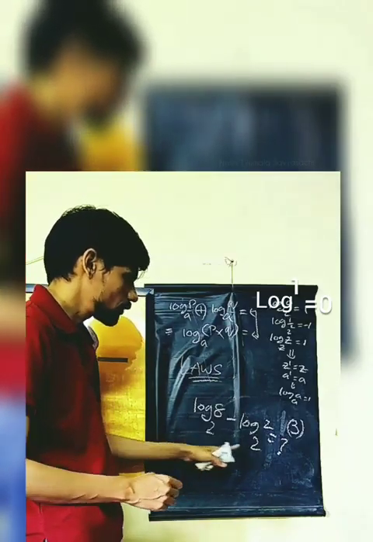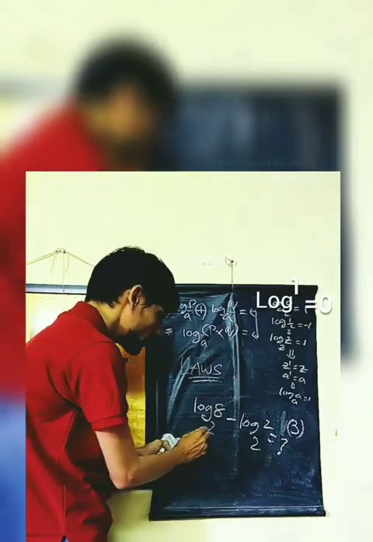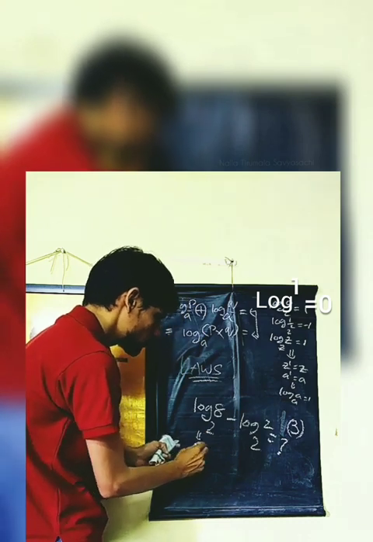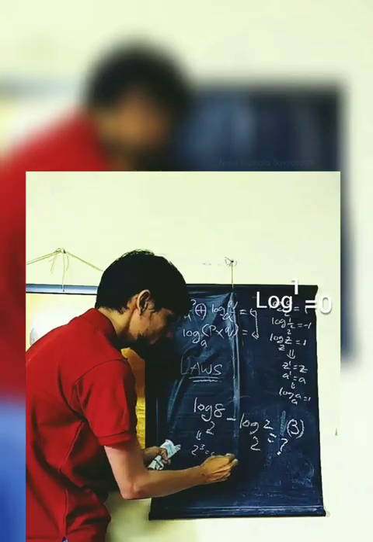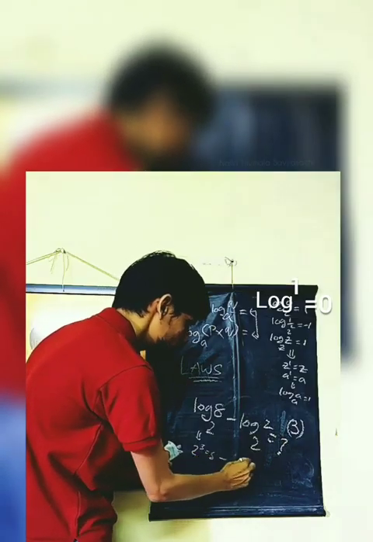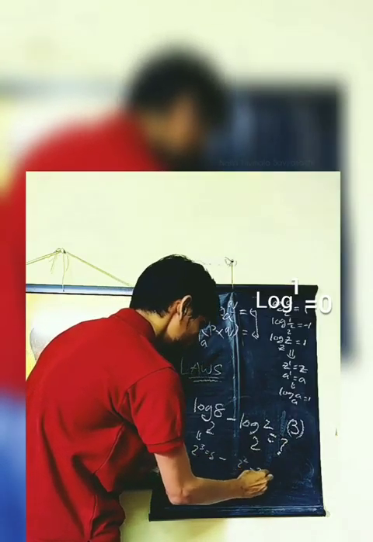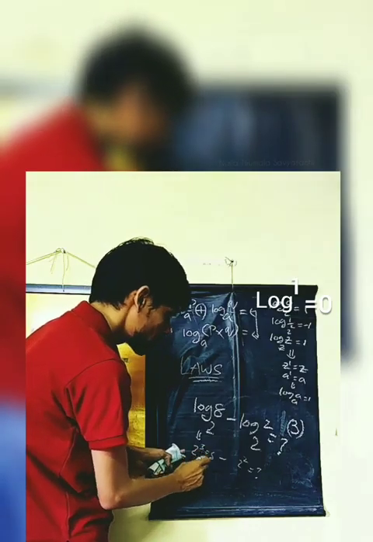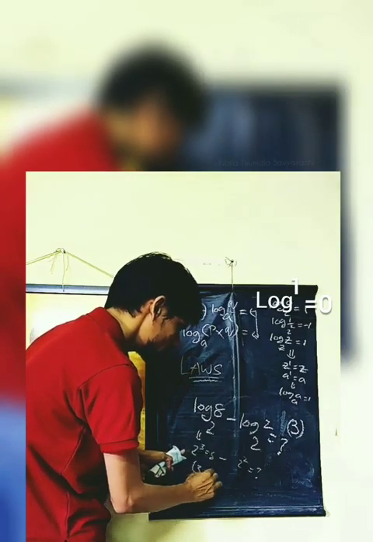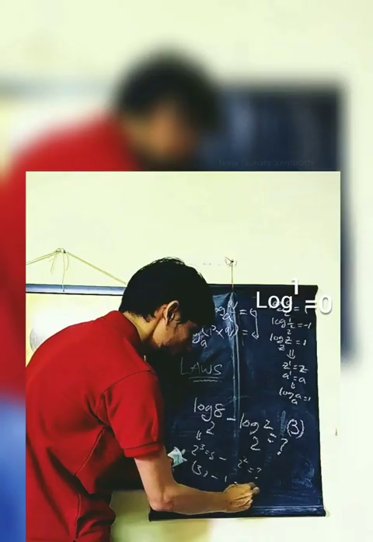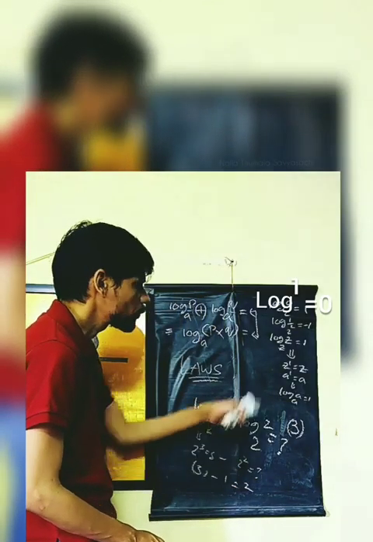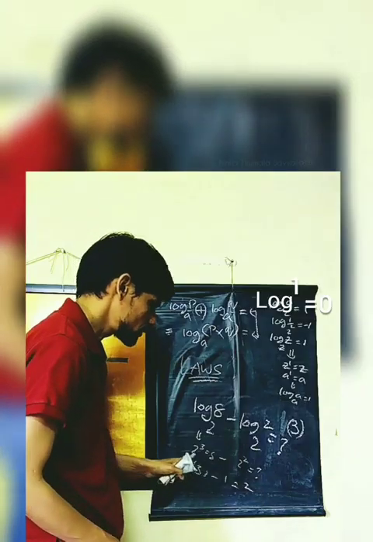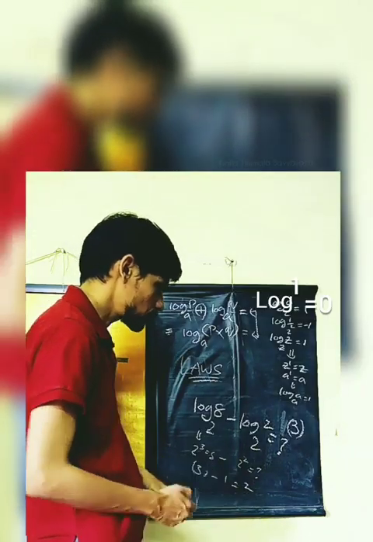So what can we do? We can translate. This is what? 2 power 3 equals 8, right? Minus this, which is 2 power 1. So this value is 3, minus this value, 1. So the answer is 2, right? Because 2 power 1 is 2. This is 3, 3 minus 1 equals 2.